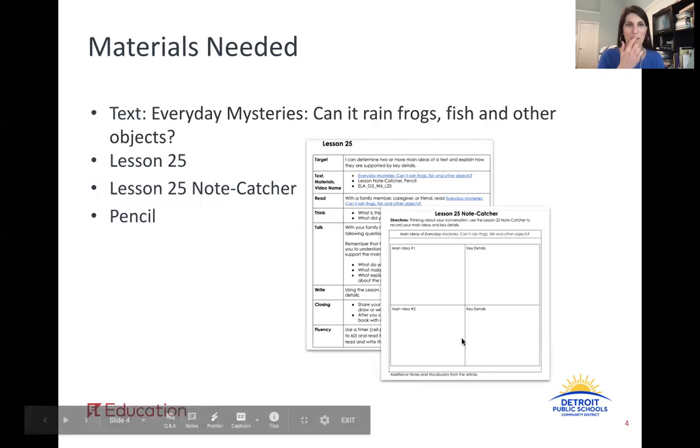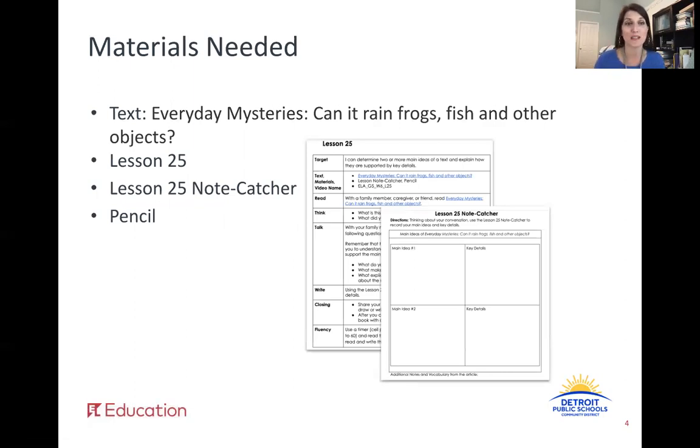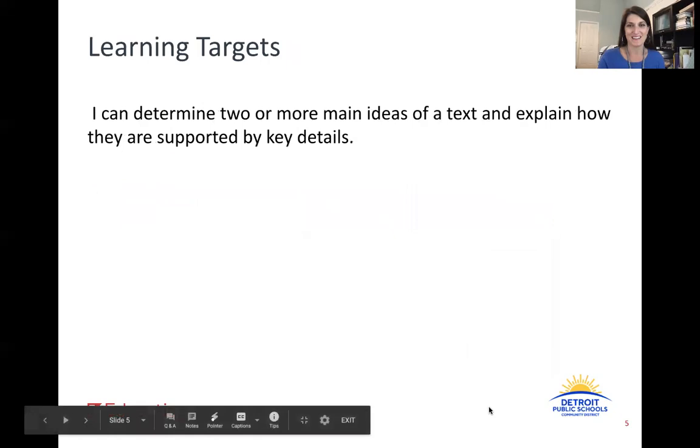Okay, so the materials you will need: our new text is titled Everyday Mysteries: Can it rain frogs, fish, and other objects? Ooh, that sounds so exciting. You need lesson 25, the lesson 25 note catcher, and a sharpened pencil. So as always, please press pause, gather your materials, and come on back when you're ready. All right, so we have our materials.